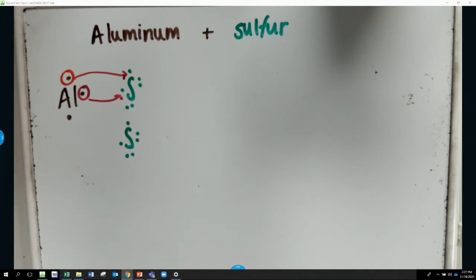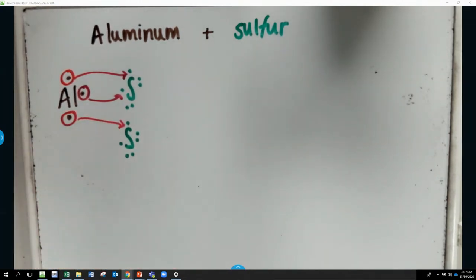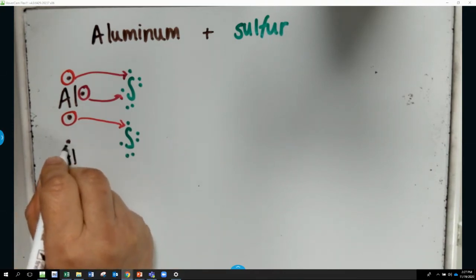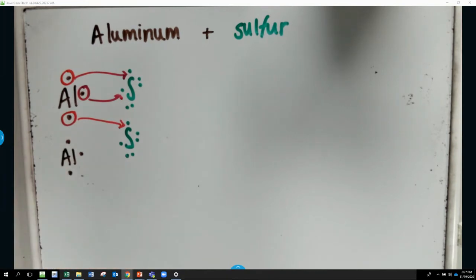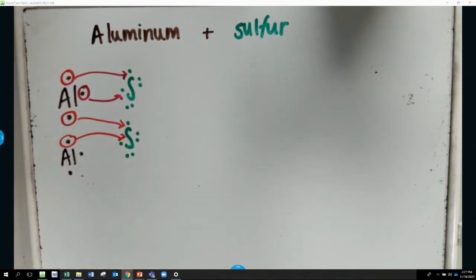Another sulfur shows up, and aluminum says, oh, cool. Let me get rid of this electron and give it to you, sulfur. So now aluminum is full. Aluminum has lost all its valence electrons, but sulfur still has room for 1. So what do we do? We add another aluminum. Aluminum can throw an electron there. Oh, but now sulfur's full, but we still have two electrons for aluminum.